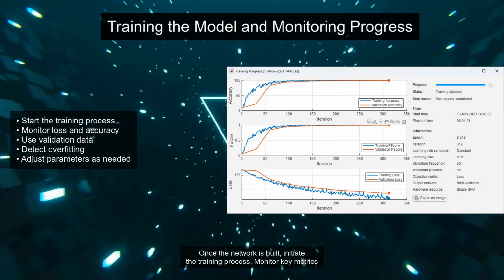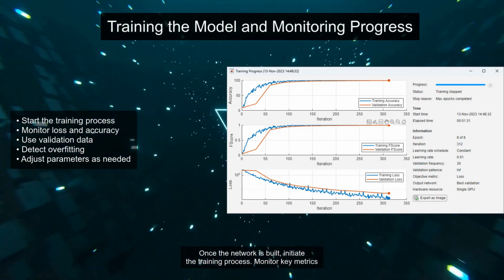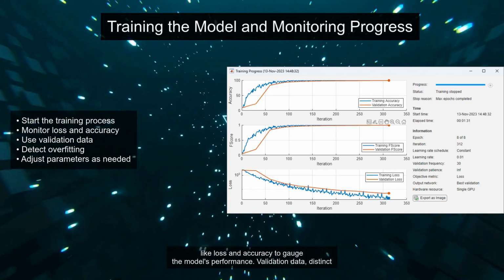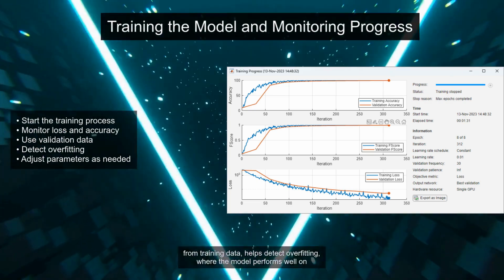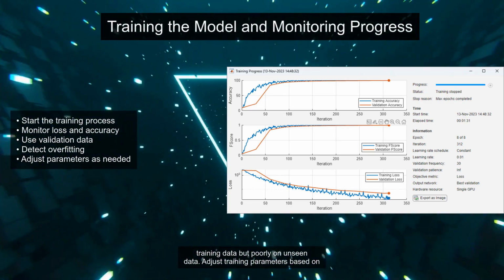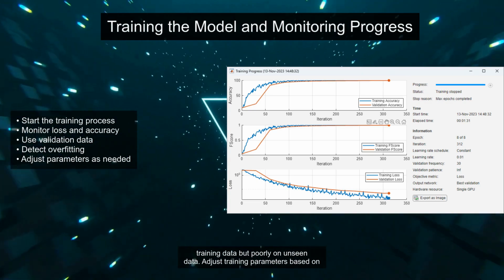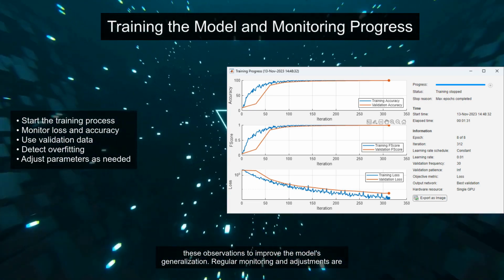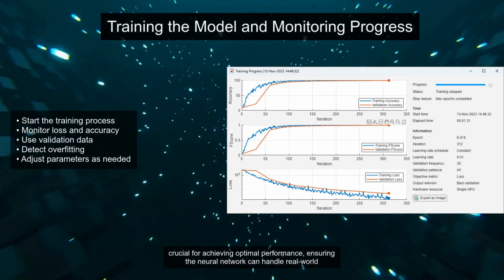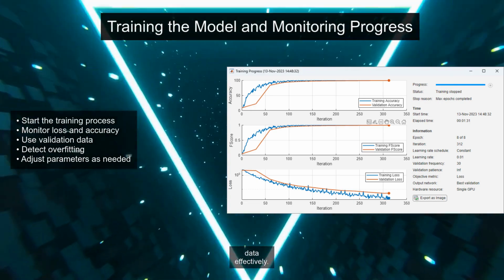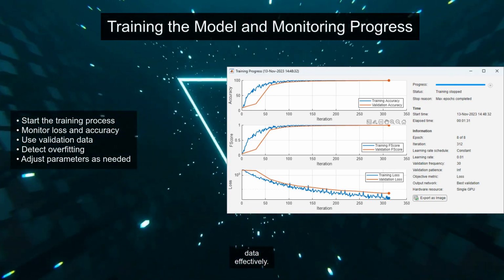Once the network is built, initiate the training process. Monitor key metrics like loss and accuracy to gauge the model's performance. Validation data, distinct from training data, helps detect overfitting, where the model performs well on training data but poorly on unseen data. Adjust training parameters based on these observations to improve the model's generalization. Regular monitoring and adjustments are crucial for achieving optimal performance, ensuring the neural network can handle real-world data effectively.